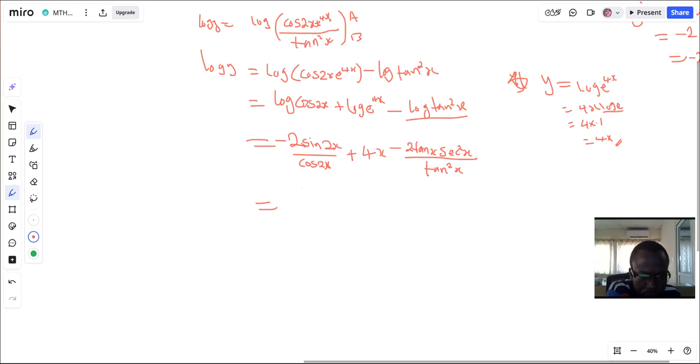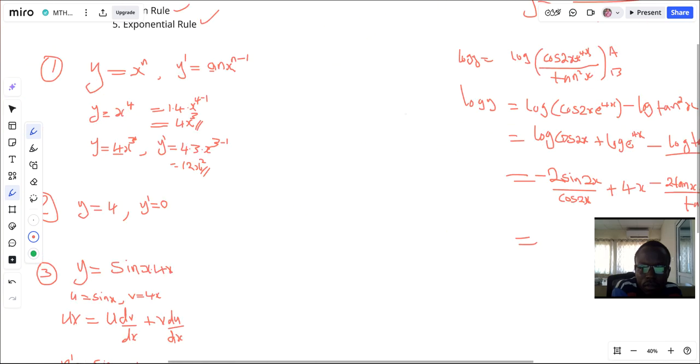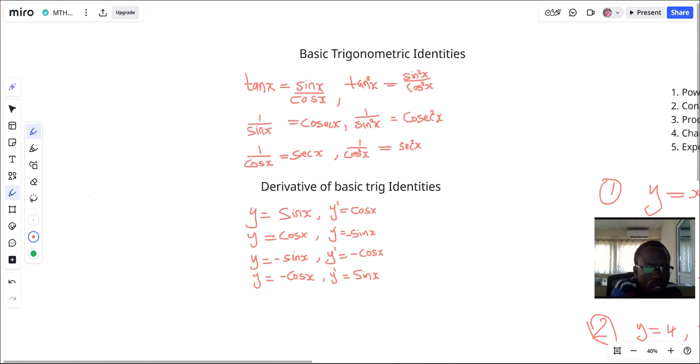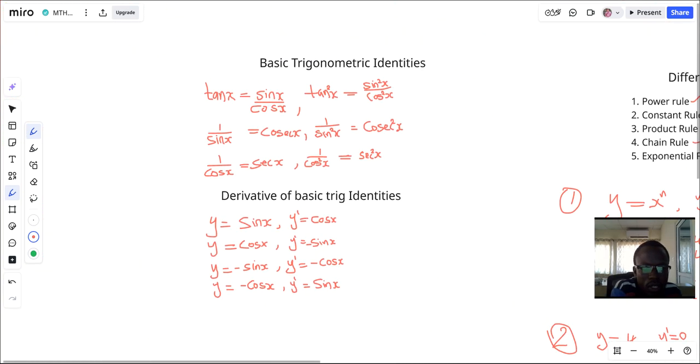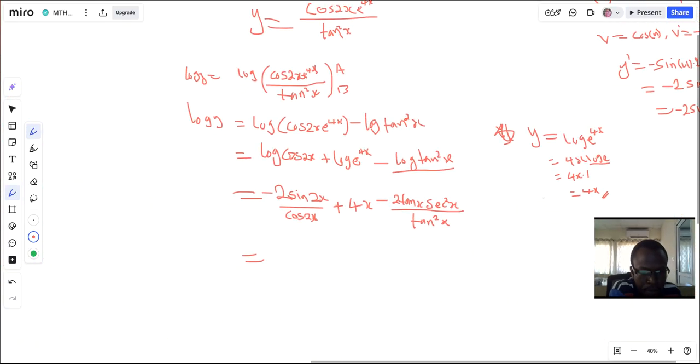Now in this here we said sin x over cos x is equal to tan x, and tan x is also equal to this. So here we have sine 2x, we have cos 2x. This is equal to 2 tan 2x, right, plus 4x minus.